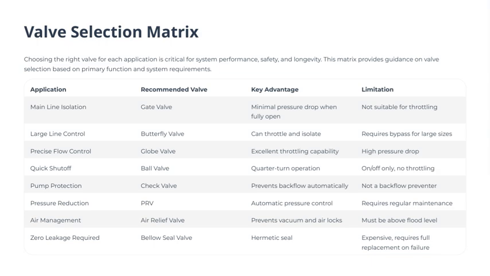The gate valve is primarily used for main line isolation. It's straightforward and reliable, but has limitations in terms of throttling capabilities. Understanding these key differences helps us choose the right valve for each specific application. Selecting the appropriate valve is critical for ensuring system performance, safety, and longevity. This matrix serves as a practical guide, aligning valve functions with system requirements to make well-informed decisions.